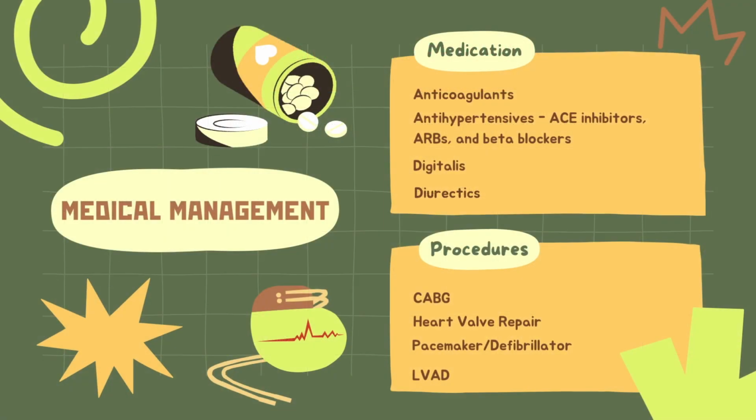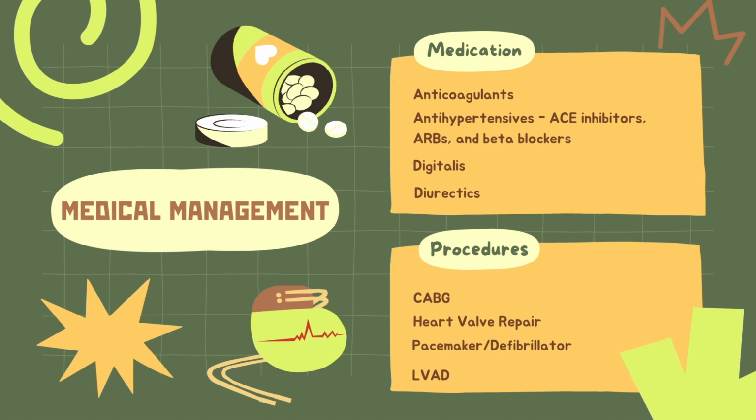Next, medical management. Medication-wise, they could be on anticoagulants or antihypertensives, such as ACE inhibitors, ARBs, and beta blockers. Digitalis, which is to increase the strength of contraction. Diuretics help decrease the workload because they help get fluid off. The antihypertensives decrease the workload by vasodilating and bringing down the heart rate and blood pressure, but the diuretics decrease workload by getting the fluid off.